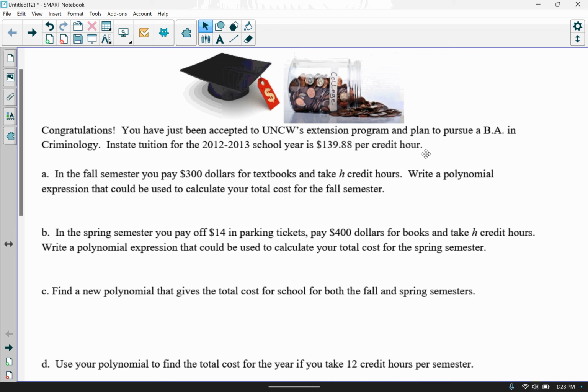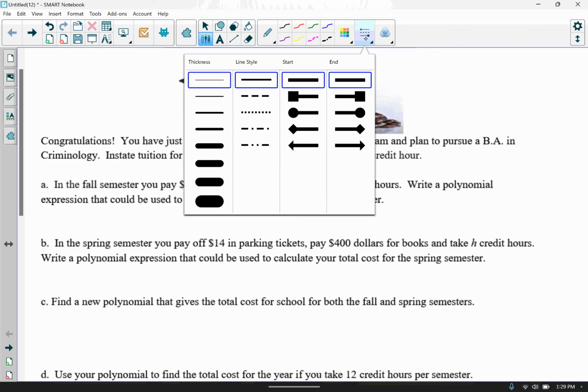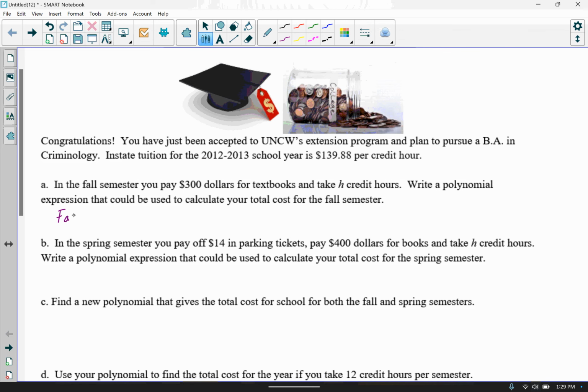So in part A, it says, in the fall semester, you pay $300 for your textbooks and take 8 credit hours. They want us to write a polynomial that would calculate your total cost for the fall. Okay, so let's write this little expression here for us. We want our fall cost. So we know that we are going to pay $139.88 per credit hour that we take, plus $300 for our textbooks.